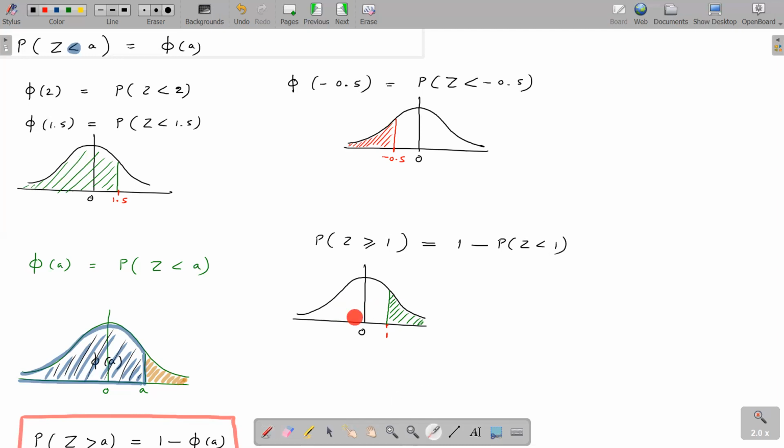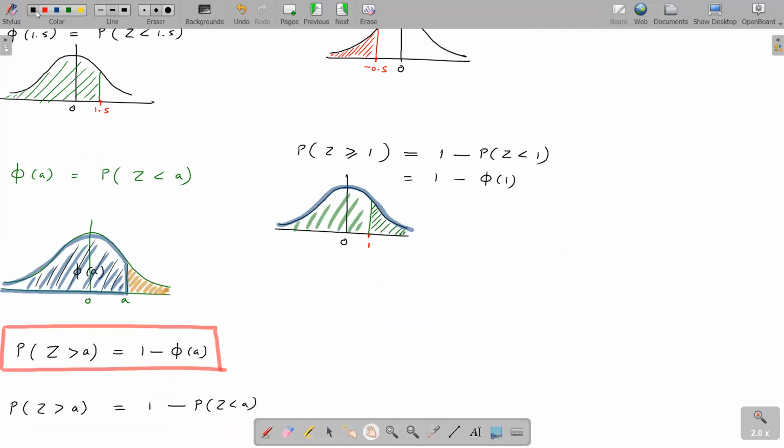Are you with me? So this side, 1 is the total area. Remember here 1 means the total area under the graph. So from the total area 1, if you subtract the behind area, that is less than 1, then you get the other side, greater than or equal 1. So this is what we refer to as 1 minus phi 1, because phi means the less than area. Are you with me, guys?